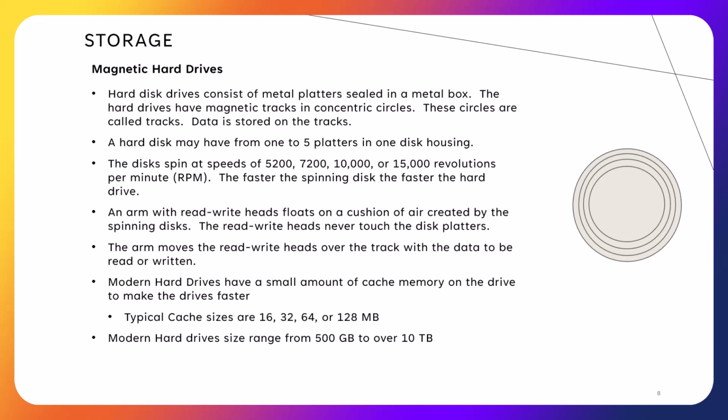These disks spin at very high speeds, from 5,200 revolutions per minute all the way up to 15,000. The faster the hard drive is spinning, as a general rule, the faster the disk is.